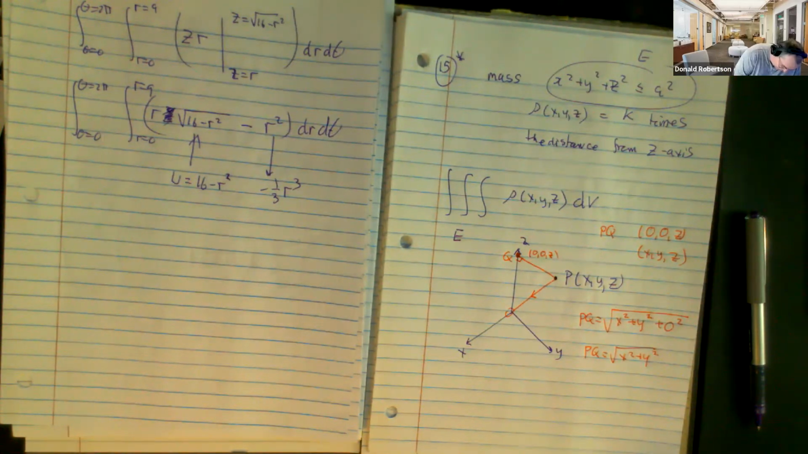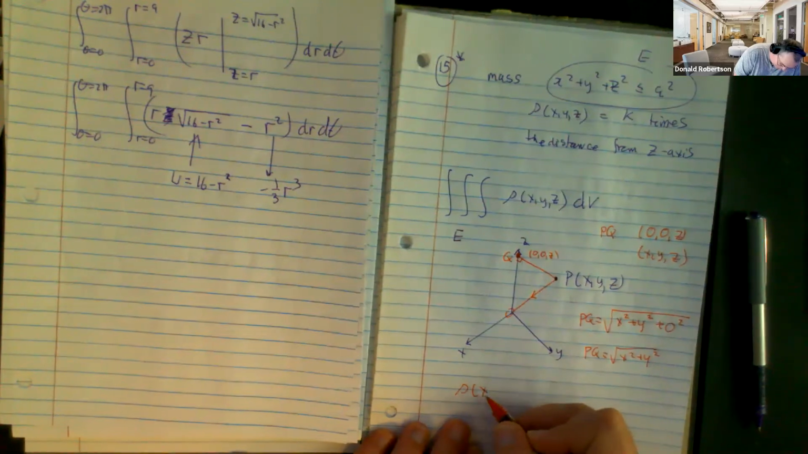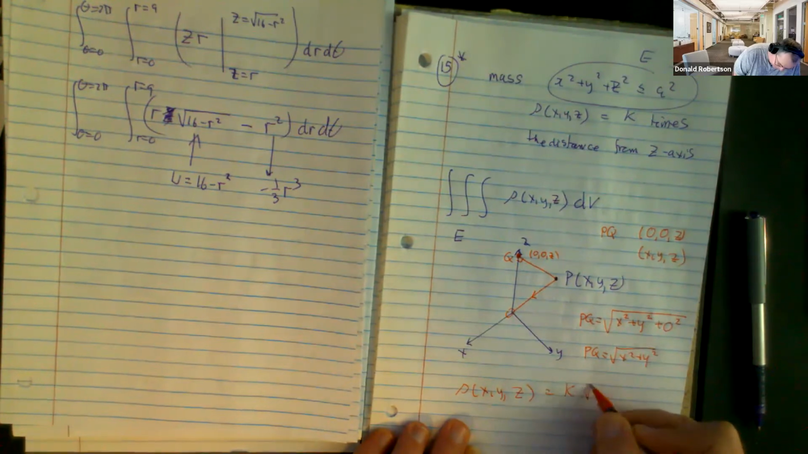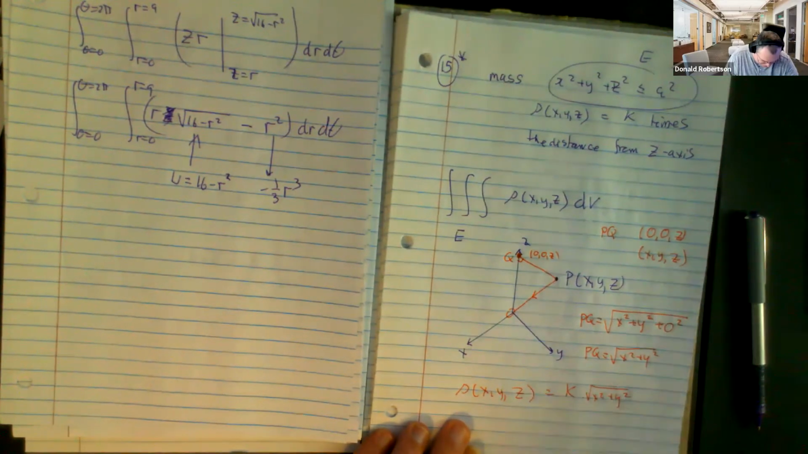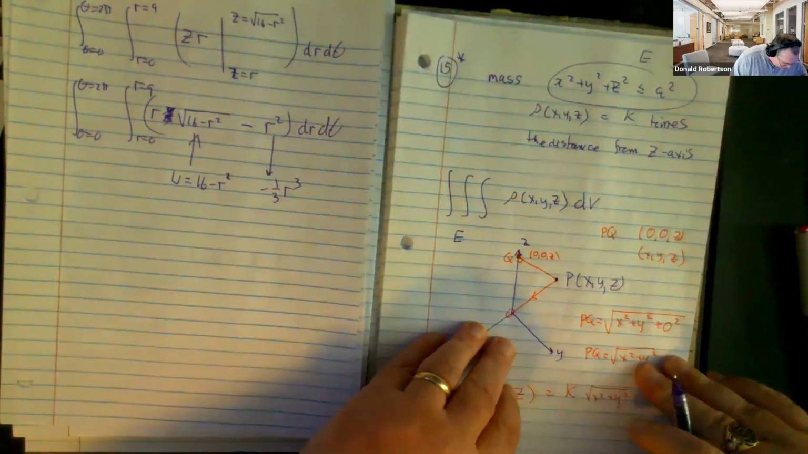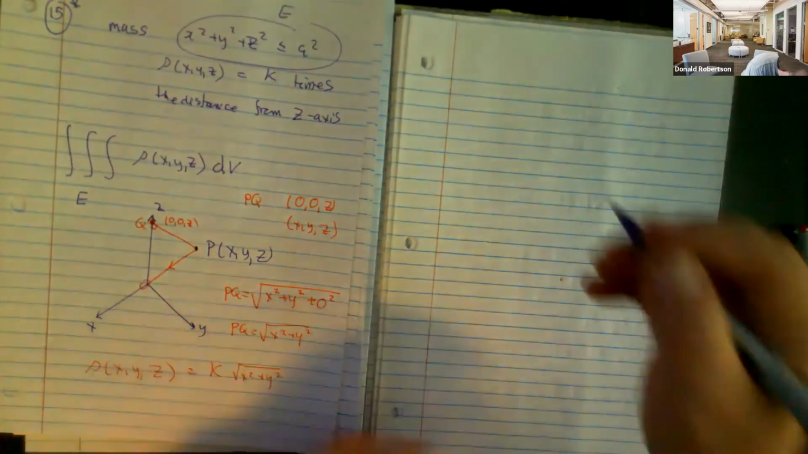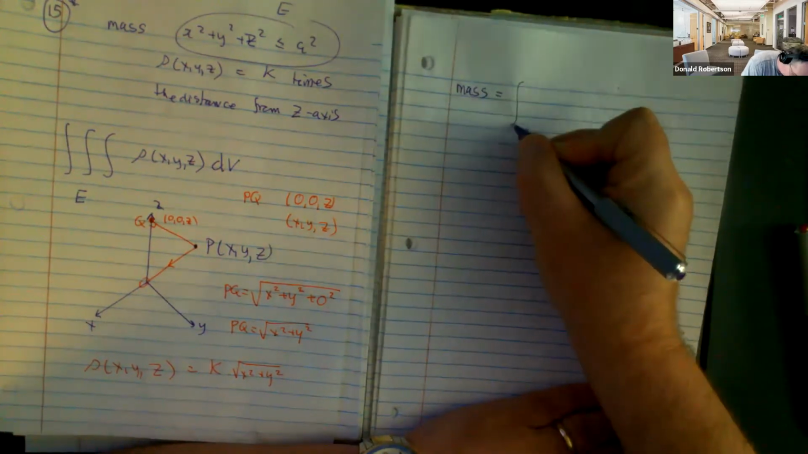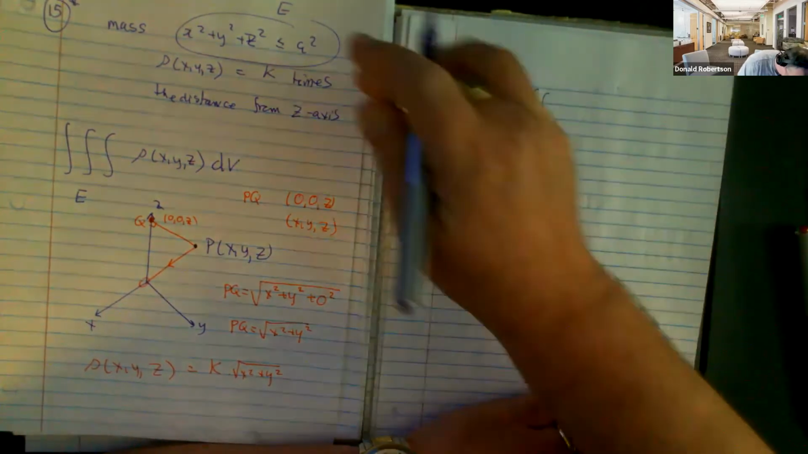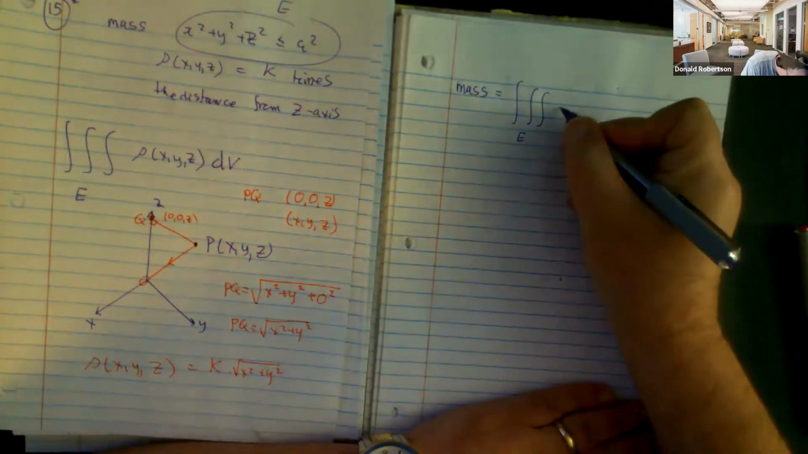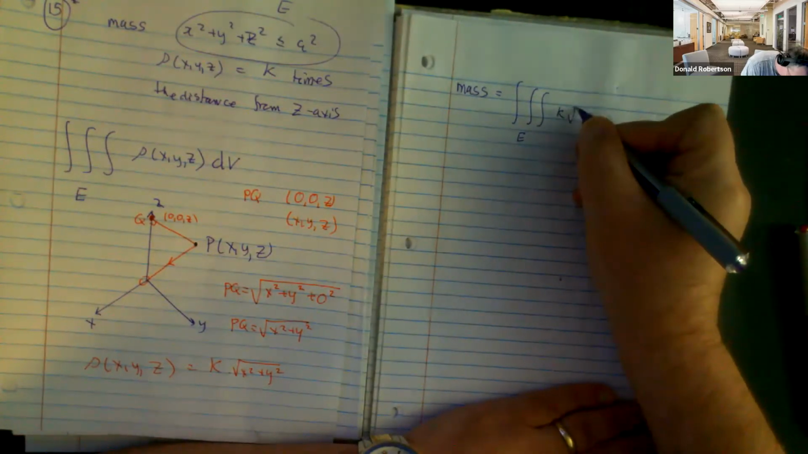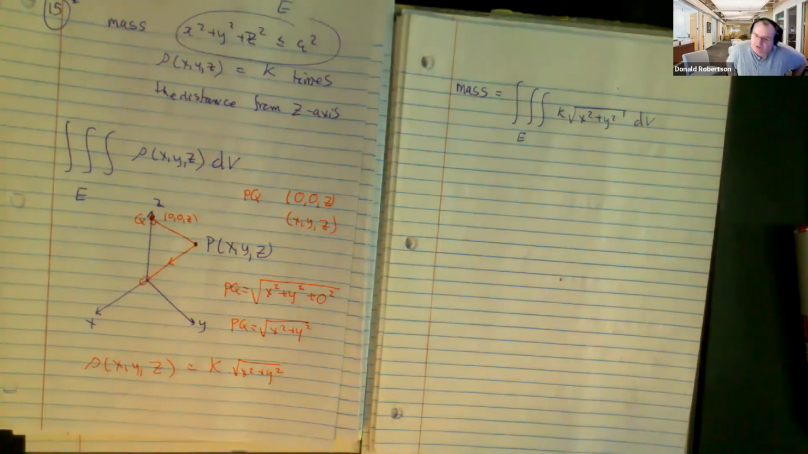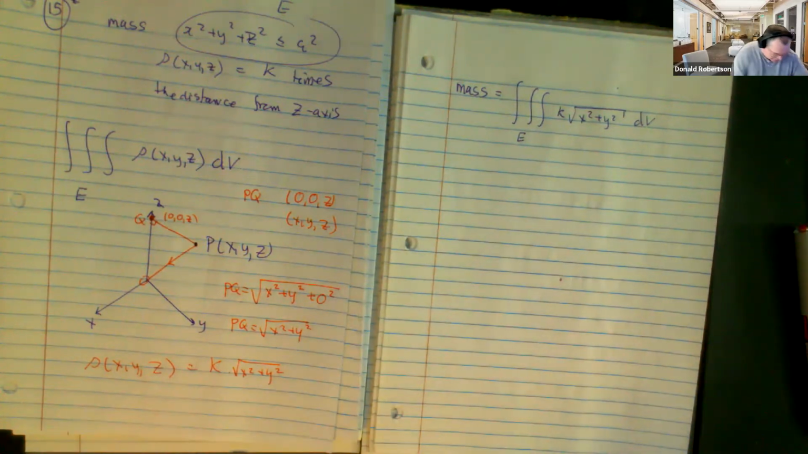So our density function is k times this guy. So the mass of this object is the triple integral over some region E described by this guy, k times the square root of x squared plus y squared. So that's kind of where we are right now. Not that far into the question, but every little bit helps.